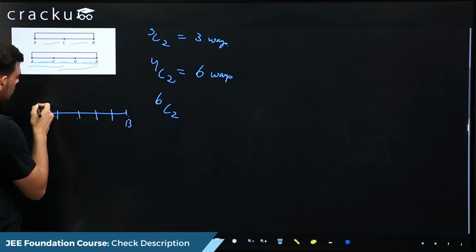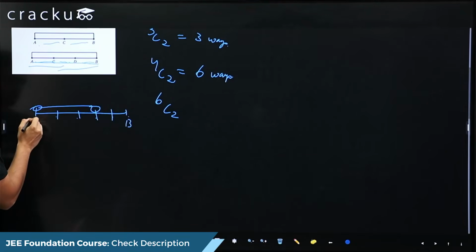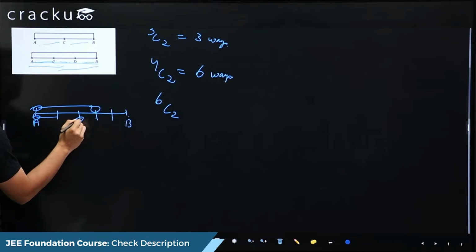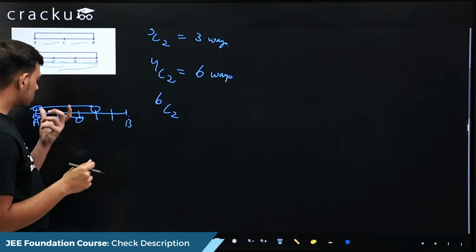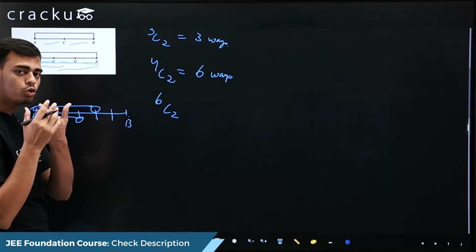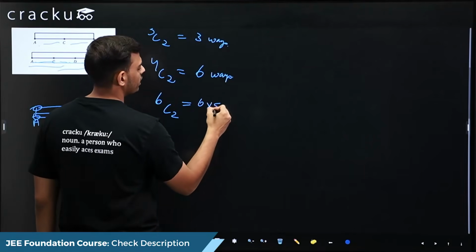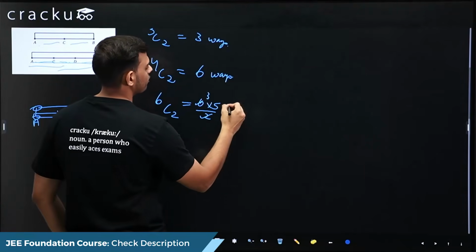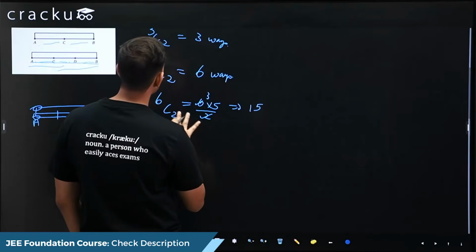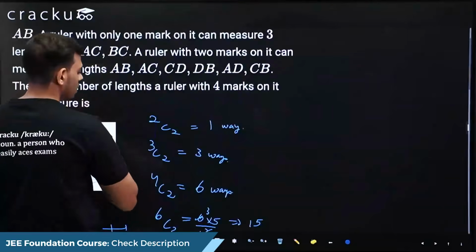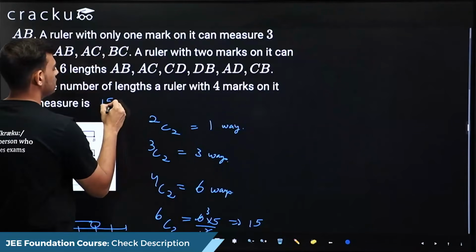Let us suppose I took this and this. I'll measure the length between them. If I suppose I took this and this, I'll measure the length between these 2 lines. So we need 2 points for a distance. I'm taking 2 points here. 6 into 5 by 2 is 15 lengths. So from a ruler with 4 points in between, I can measure 15 lengths.